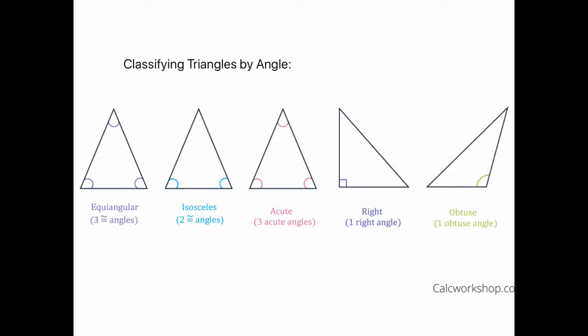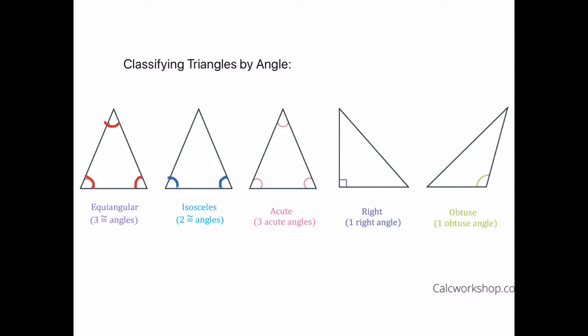You can classify triangles by their sides or by their angles. If you classify them by their angles and it has three angles that are all exactly the same, like this one here, all three angles are the same, it's known as equiangular. If you have a triangle that has two angles the same, it's known as isosceles.